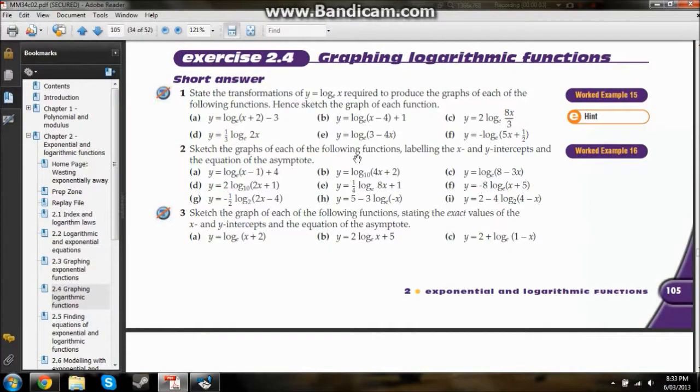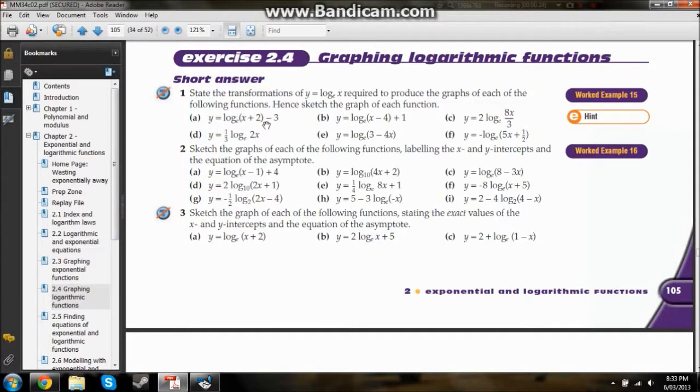Today I'll be doing questions 1 through 4 in exercise 2.4. Question 1 asks, state the transformations of y equals log to the base e of x required to produce these graphs. So it's asking, if you change this equation into one of these equations, how does that affect the graph? So we'll look at question A.